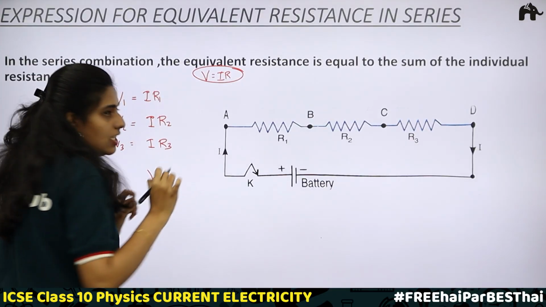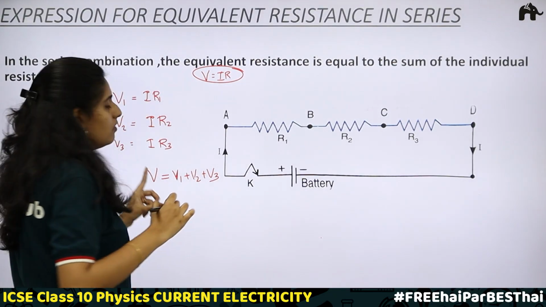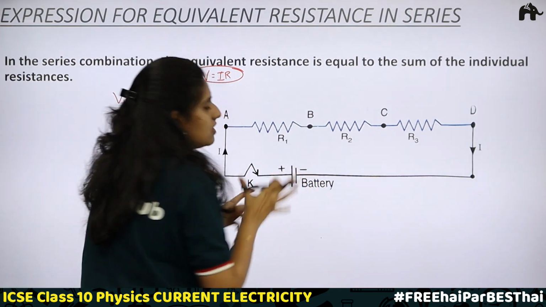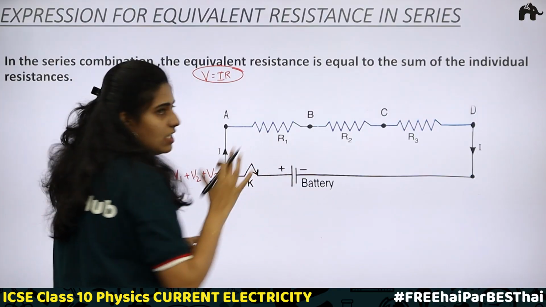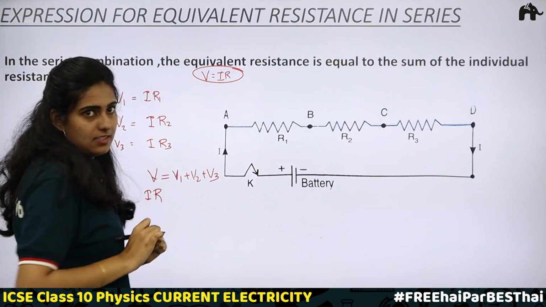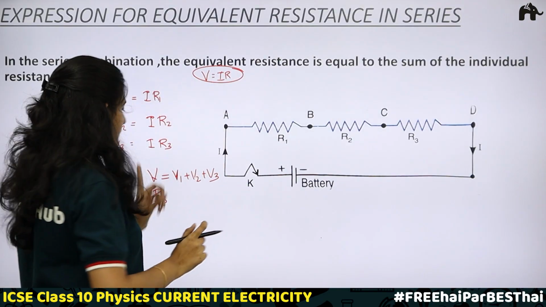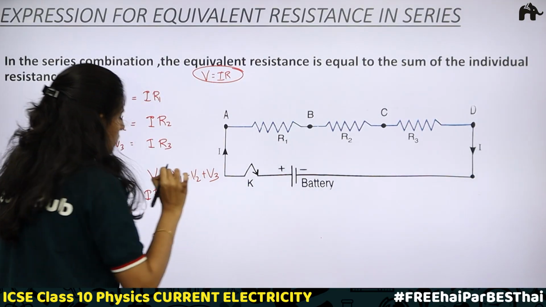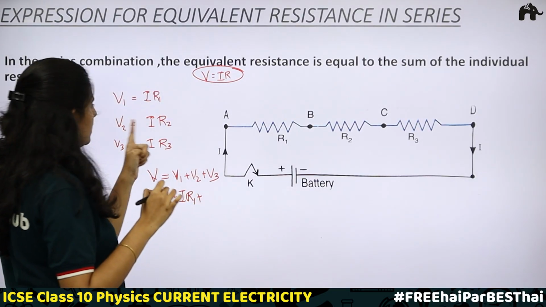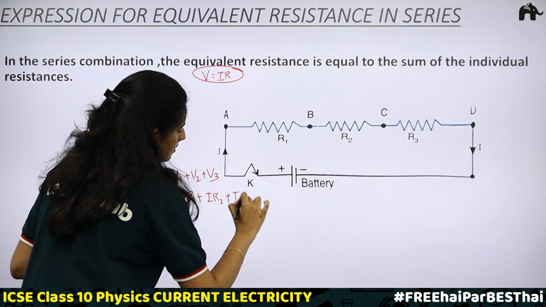As we said, the total potential difference will be the sum of the potential differences across each resistor. V will be equal to V1 plus V2 plus V3. What is V? V is the potential difference of the battery. Here V will be equal to the total current I into the equivalent resistance, which is represented as Rs in the case of series combination. I into Rs is equal to V1, which is IR1, plus V2, which is IR2, plus V3, which is IR3.